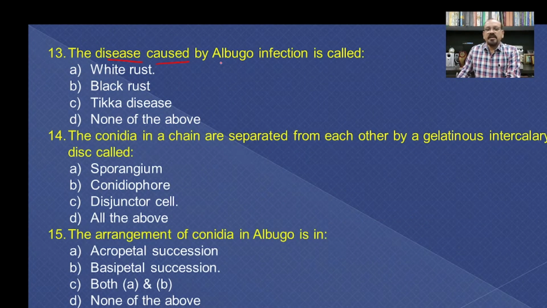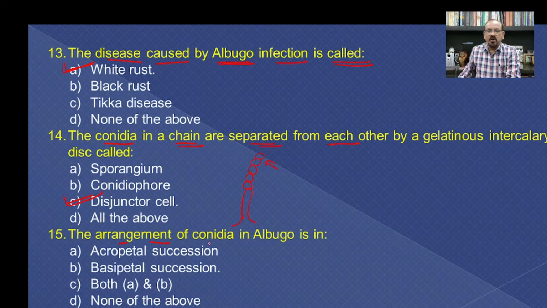The disease caused by Albugo infection is called, as earlier we have seen, the white rust disease formed on the different members of the family Amaranthaceae, Brassicaceae and Convolvulaceae, and hence white rust will be the answer for this question. The conidia in a chain are separated from each other by a gelatinous intercalary disc. When the conidiophore forms the conidia, they are joined with each other by a gelatinous disc, and this gelatinous disc which is present in between the conidia is known as the disjunctor cell.